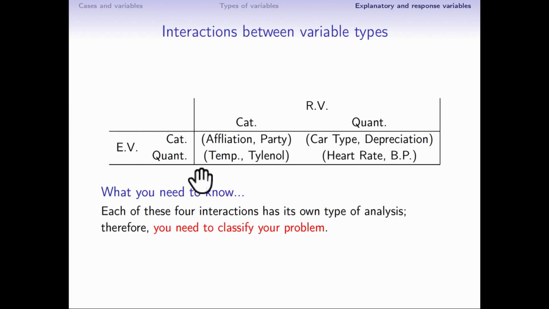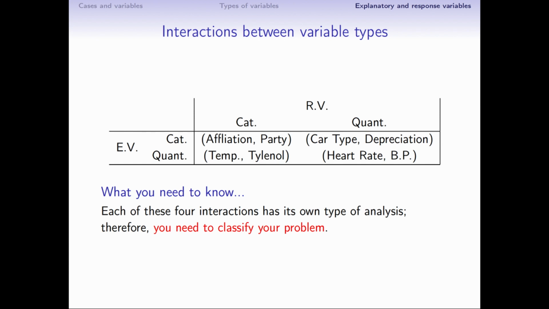For example, I can have a categorical explanatory variable and a categorical response: does knowing your religious affiliation tell me what party you're likely to vote with in the next election? Or I can, for instance, have a quantitative explanatory variable and a categorical response: does knowing your temperature trigger a response to give you a Tylenol or not? So all of our four examples fit into one of these four categories.